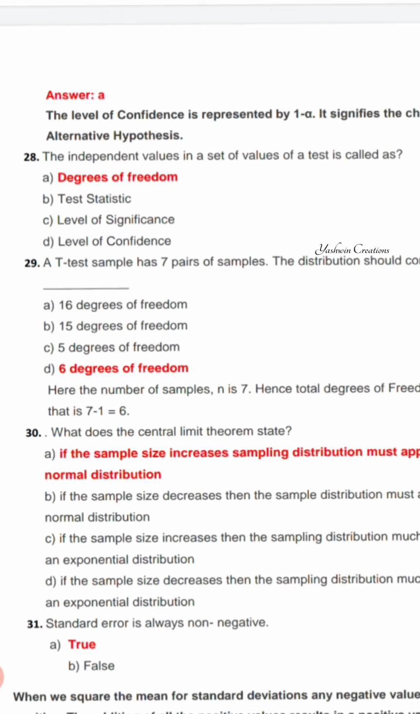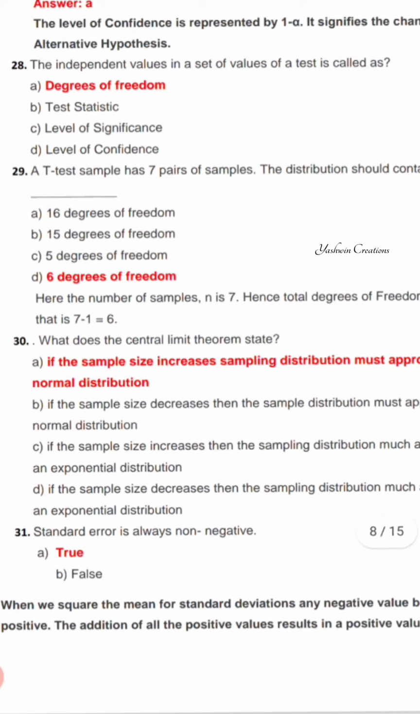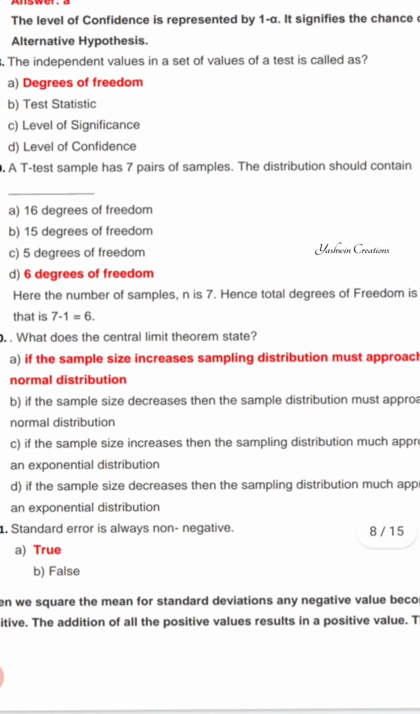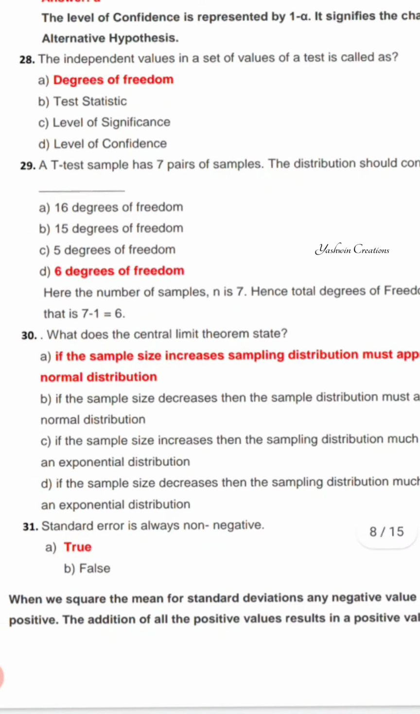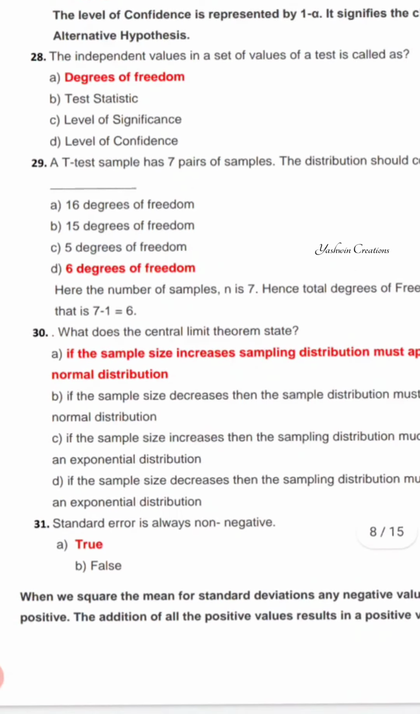Standard error is always non-negative. It is true. Why? Because when we square the deviations from the mean, any negative value becomes positive. The addition of all the positive values results in a positive value, and the square root of a positive value is also positive. Hence, all standard deviations are non-negative.